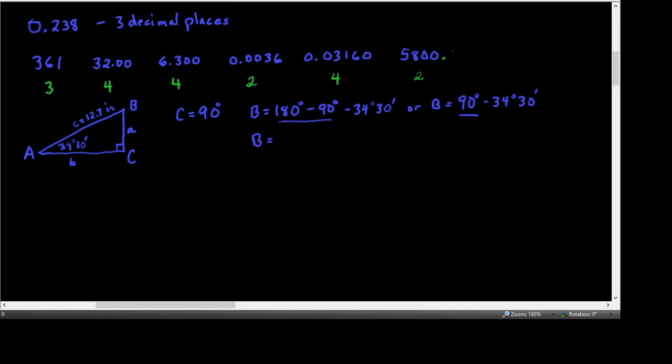All right, so if you subtract 90 degrees minus 34 degrees, 30 minutes, you should get, if you'll recall, you'll want to borrow 1 degree and call that 60 minutes. So 90 degrees is the same thing as 89 degrees, 60 minutes, minus 34 degrees, 30 minutes. And so B is 55 degrees, 30 minutes.